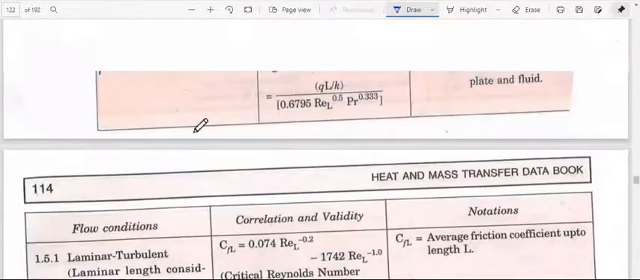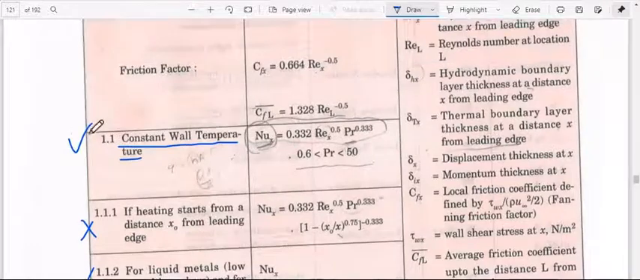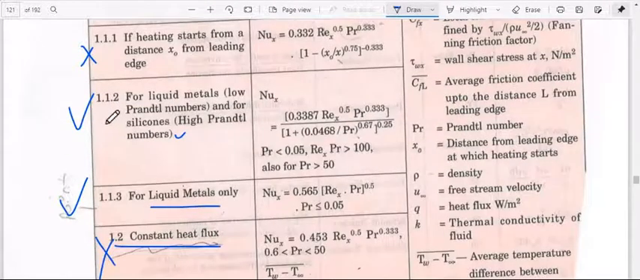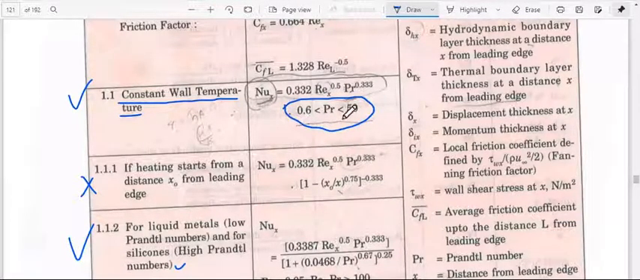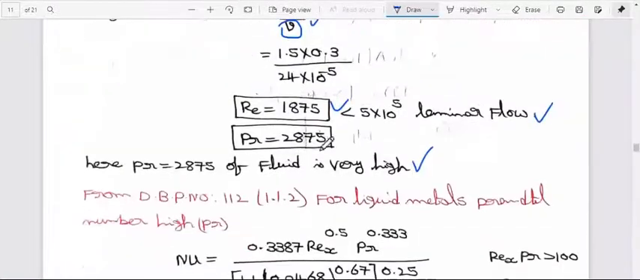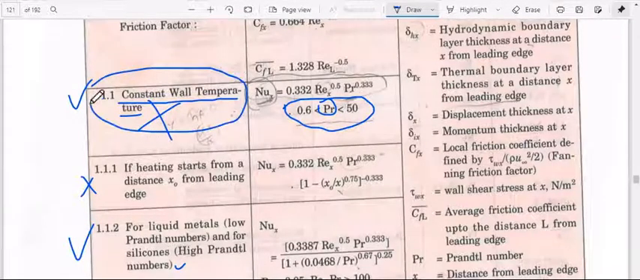So here, for the high Prandtl number, we need to consider the 1.1 and 1.12 formulas. Here Nu equals 0.332 Rex power 0.5, Prandtl number power 0.333. What is the condition? The Prandtl number should be in between 0.6 to 50. What is the Prandtl number in our question? 2875. Now we substitute this value. This condition is not satisfied.